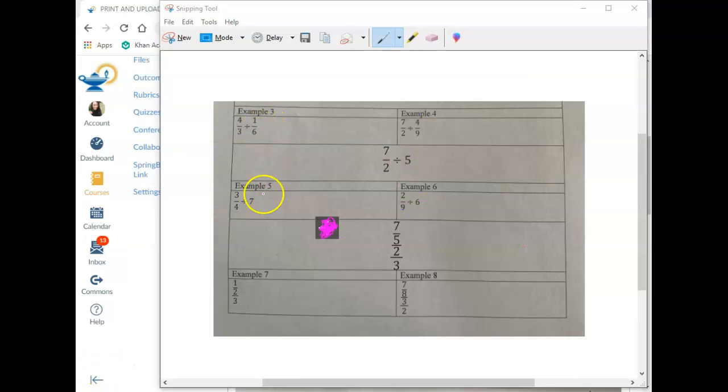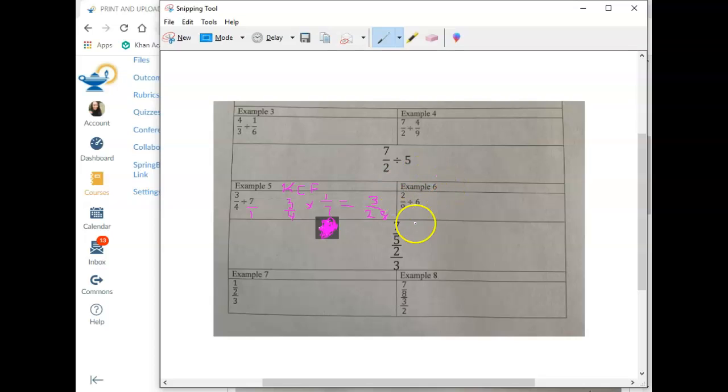Okay, guys, let's do the examples. Example number 5. We are going to use our keep, change, flip. We know that this 7 is over a 1, right? So we think keep, change, flip. Our 3 over 4, we keep that the same. We change to multiplication, and then we flip to 1 over 7, all right? And then we multiply across. 3 times 1 is 3, and 4 times 7 is 28.